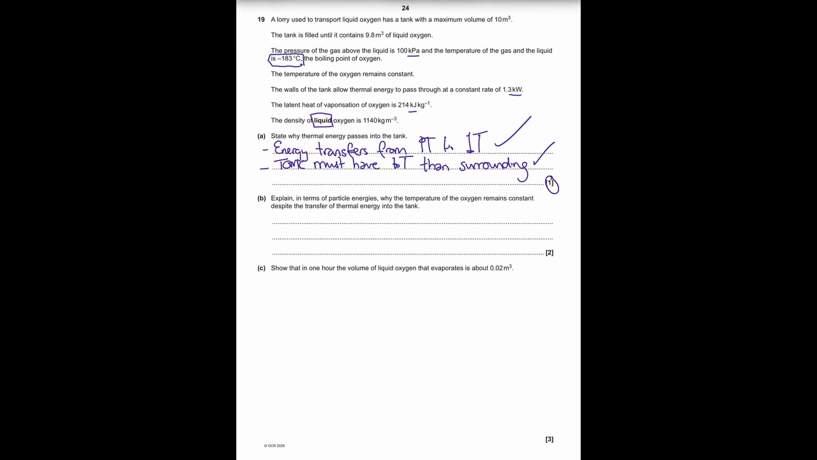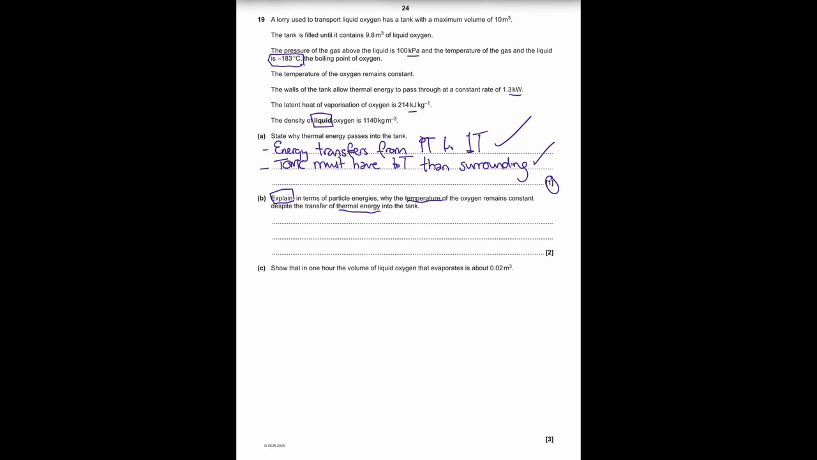Okay, so for this next one, it's saying explain in terms of particle energy. So explain, obviously, I'm going to go law, principle, formula somewhere in there if I can. And it says the temperature of the oxygen is remaining constant despite the fact that thermal energy is going into the tank. So this could be a kind of tricky question, because I'm expecting if thermal energy is going in there, I'd expect the temperature to increase. Well, what is the thing that I need to realize here?